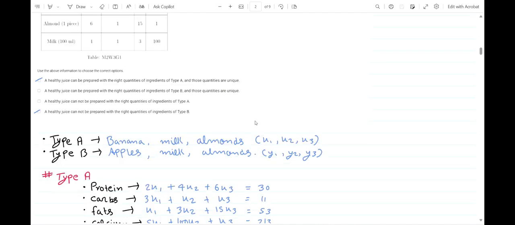First, we have to check whether we can form a juice with the right quantity for the given types, and whether it will be unique or not. So first, let's see for type A.